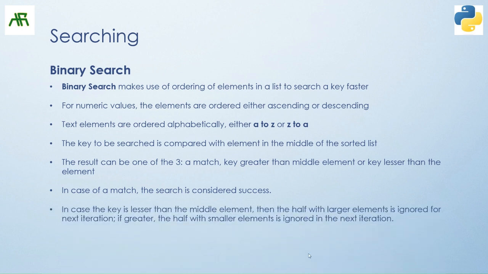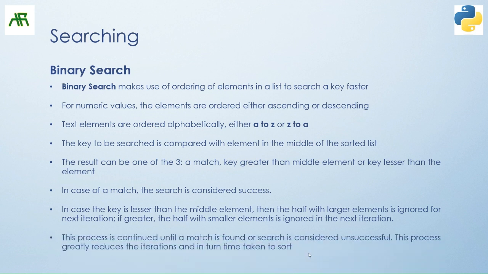In case the key is lesser than the middle element, then the half with larger elements is ignored for the next iteration. If greater, the half with smaller elements is ignored in the next iteration or pass. The process is continued until a match is found, else the search is considered unsuccessful. After all passes, if we end up with 2 elements in the end and still there is no match, the search is considered unsuccessful. This process greatly reduces the iterations and in turn the time taken to search.